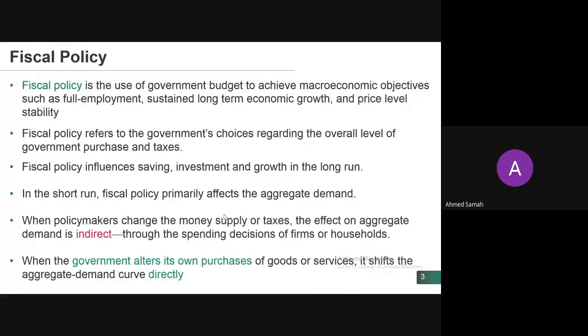Then, as I have said, fiscal policy is about taxes and purchases, or the expenditures of the government. We'll look into what taxes and expenditures are. So taxes are mainly compulsory payments in the form of cash or in kind imposed by the government on households and firms to support government expenditure.